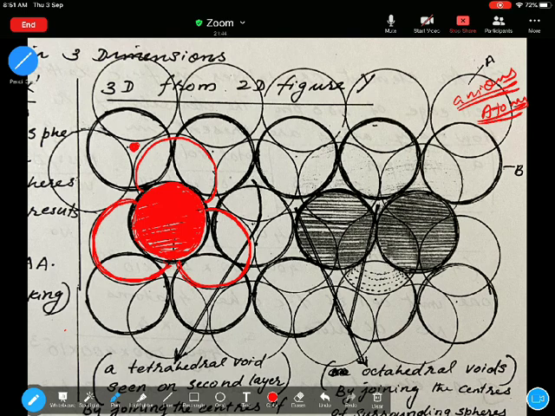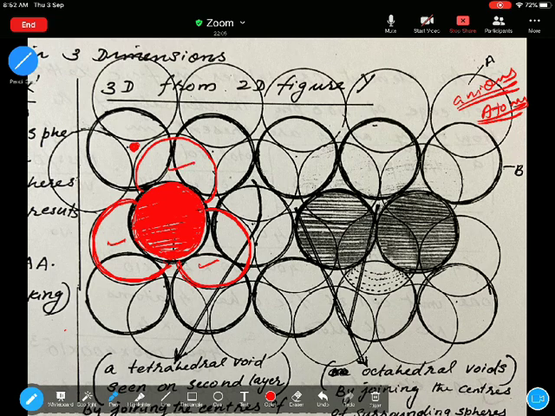Now look at this gap which is not seen here. That gap, if you are looking at it, has no special shape, but you can name that gap by looking at the centers of these four balls.